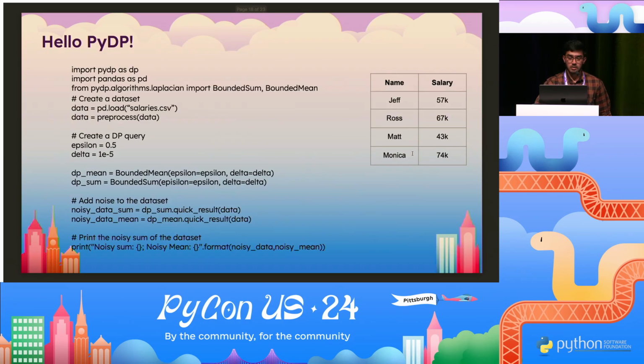So PyDP on their GitHub page has a set of Jupyter notebooks which are very intuitive, but I didn't want to go into a lot of detail because the overarching scheme of this talk was just to introduce differential privacy and also introduce PyDP on a very basic level, just to understand what kind of operations we can do with PyDP. So this is one example in which I'm trying to calculate the mean salary and the sum of all the salaries in a given data set.